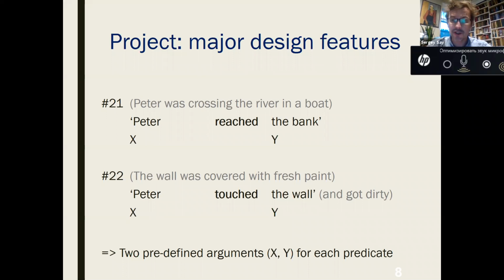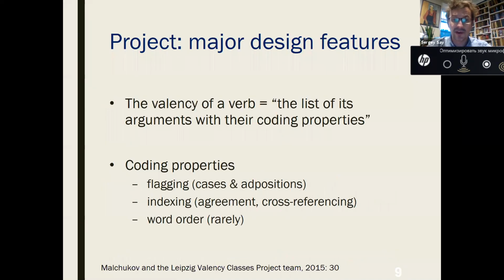Okay, so the questionnaire for this project looks like a number of verbs in context, such as Peter reached the bank, so that we know beforehand that Peter is the first argument and the bank is the second argument. The question is how these 2 arguments are expressed in individual languages. So 2 predefined arguments, which are labeled X and Y in this project, are something that we know beforehand. And the valency class of a verb is defined as the list of its arguments with their encoding properties.